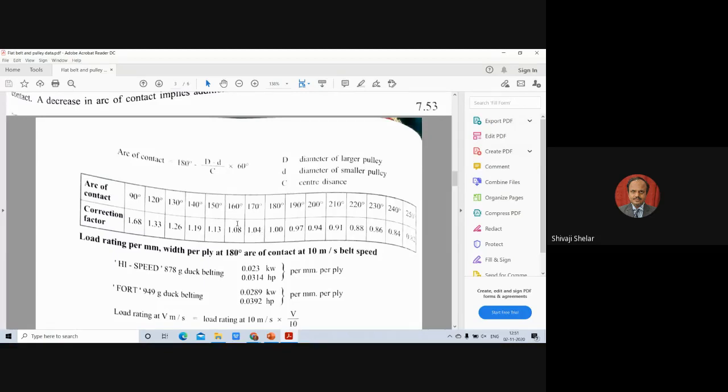If required, you can calculate this correction factor by interpolation also, if this value is not very close to this value. But normally we don't do the interpolation here. We take the nearest arc of contact angle from the calculated one. Calculated was 168, so we can take 170, and take the arc correction factor as 1.04. Then the diameter correction factor is given in the problem statement here.